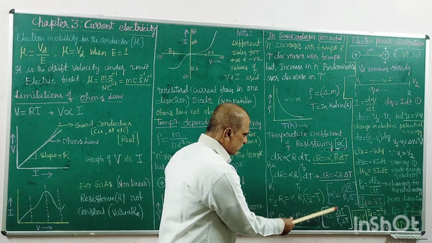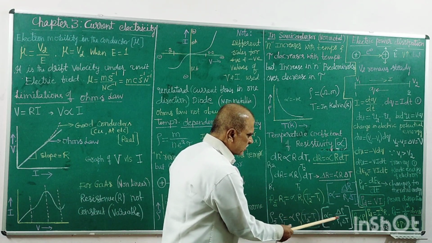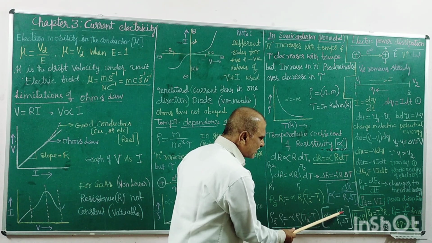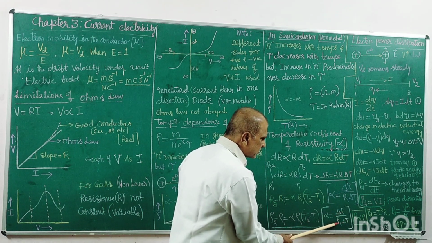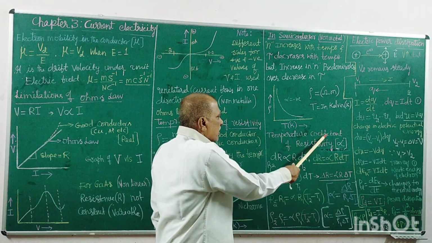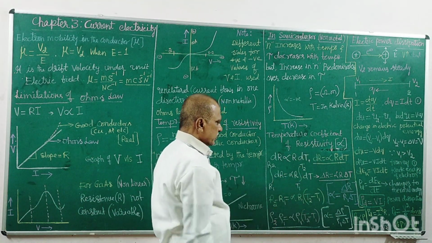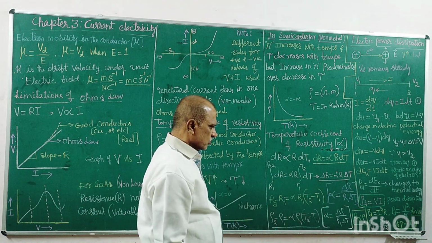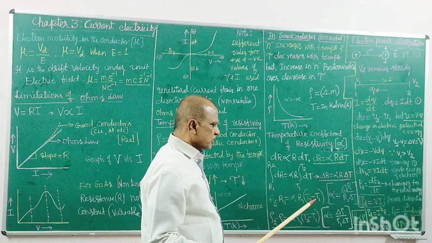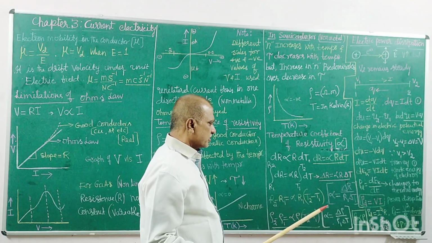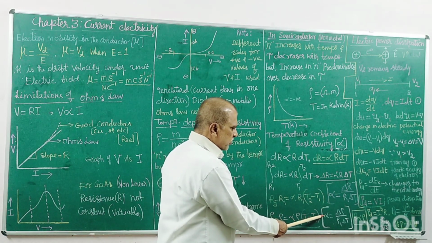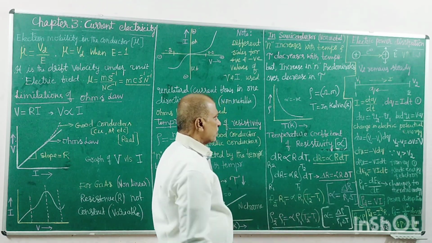And alpha is the temperature coefficient of resistivity. It is the same equation. So in terms of resistivity, it is the rate of change of resistivity with temperature with respect to resistivity. That is the definition of the temperature coefficient of resistivity. It tells how much resistance or resistivity changes with the change of temperature. This alpha may be either positive, negative or 0.